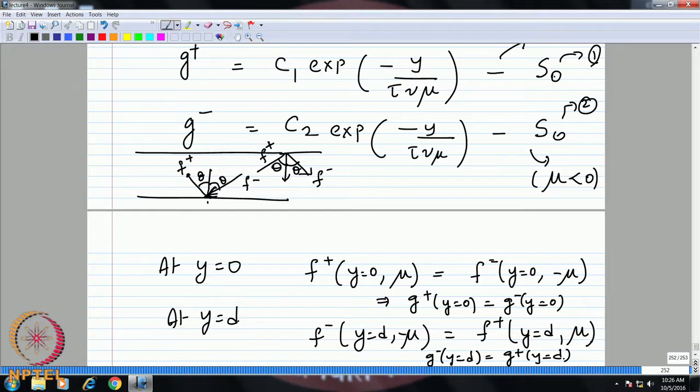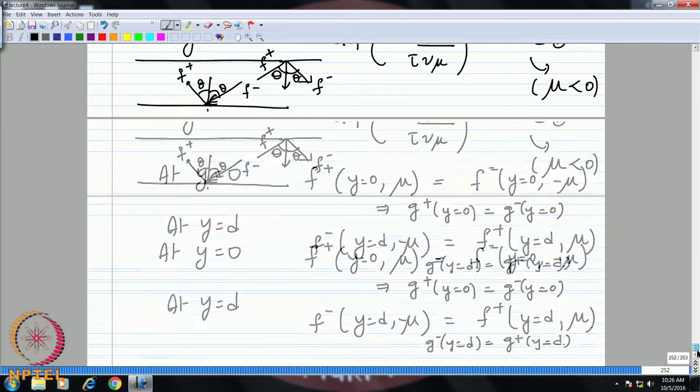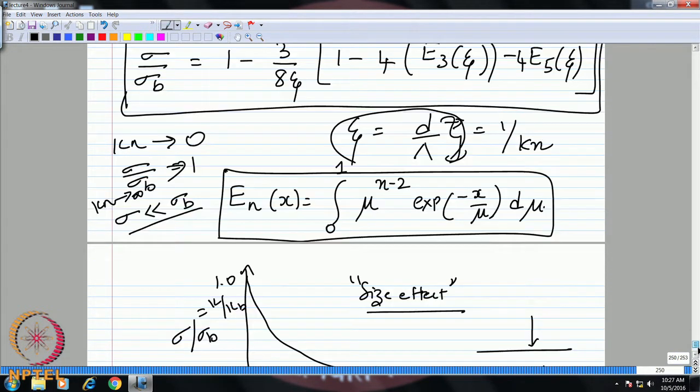Yeah, I have just given that, but you do not have to. As long as you know that f minus corresponds to negative mu, you do not have to put a negative sign. So, please substitute this and find out the constants.